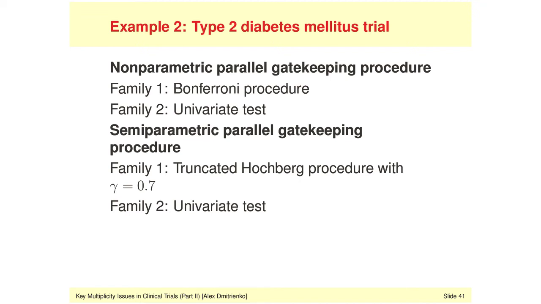The only difference between this approach and the semiparametric parallel gatekeeping procedure is that this second procedure employs the truncated Hochberg procedure with the truncation parameter gamma set to 0.7 in the primary family, and within the secondary family, since there is really no multiplicity that needs to be accounted for, once again we're going to apply a univariate test.